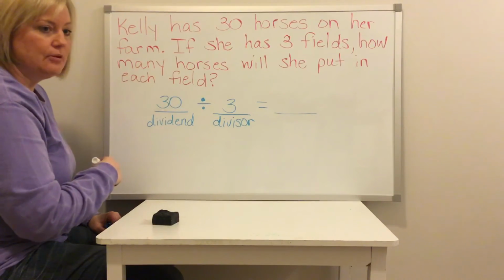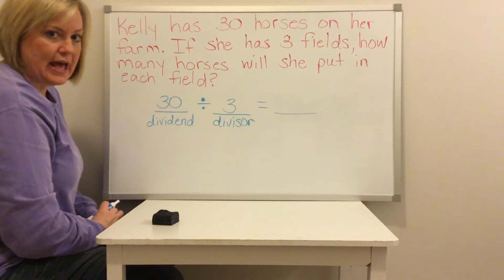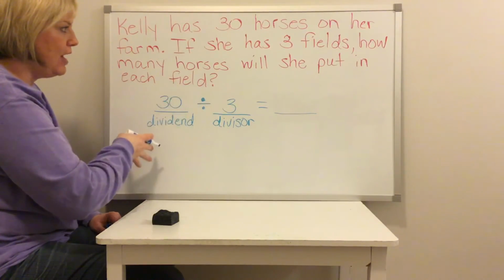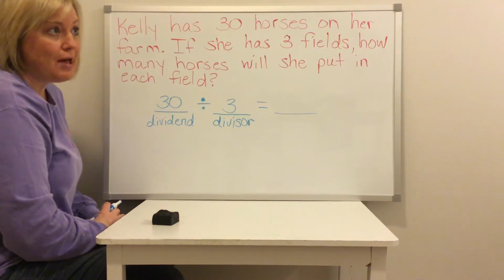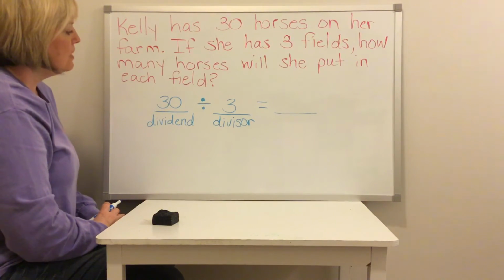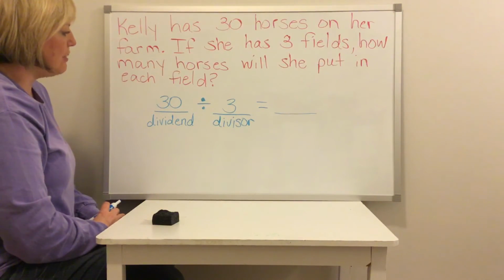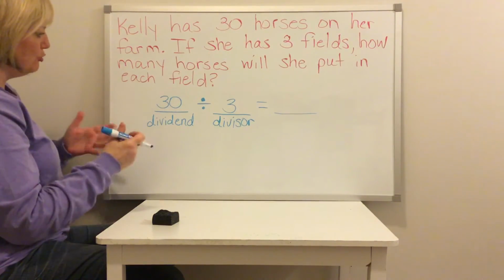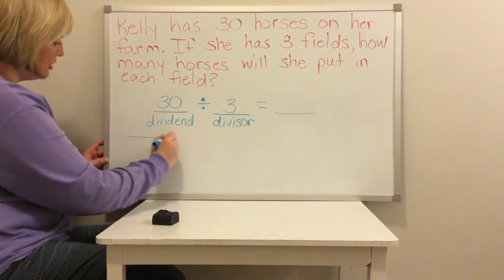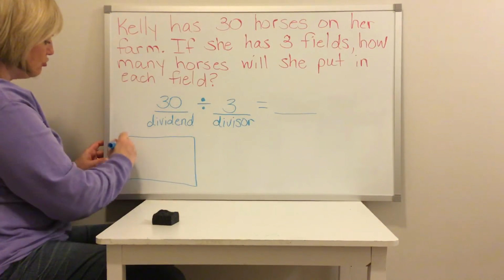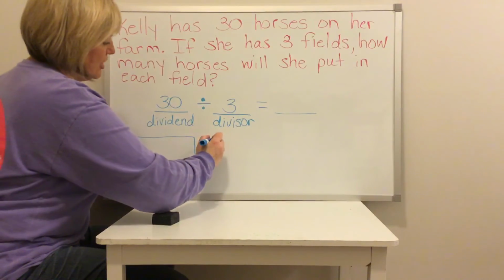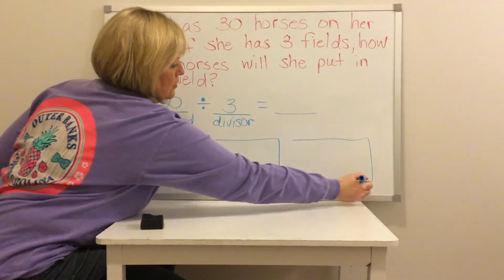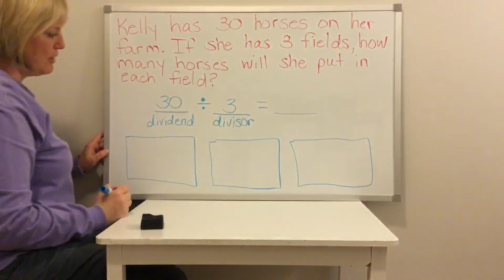In the last problem, we didn't know how many groups we were going to have. We knew how many we were putting into each group. This time, we know how many groups we're going to have. We just don't know how many are going to be in there. So we are going to do 30 divided by 3. And since I know how many groups I have, or fields, I'm going to go ahead and draw my 3 fields. These are my 3 groups.